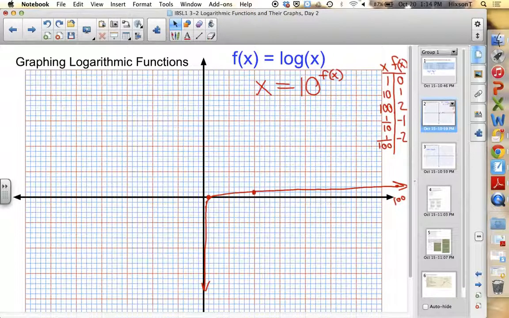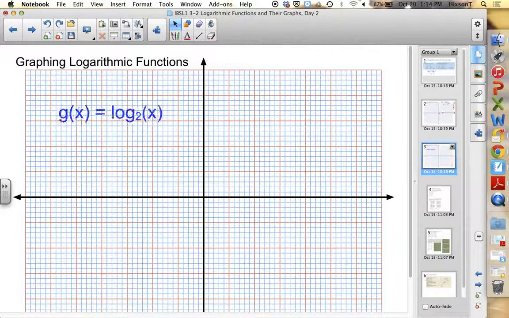Wait, so what? The asymptote's at x equals 0? I thought it'd be y. No, it's not y equals 0. Y equals 0 is when you did the exponential. You had an asymptote at y equals 0. Yeah, that makes sense. And we'll see that again in a few minutes here.